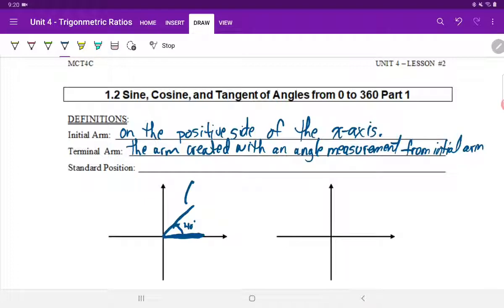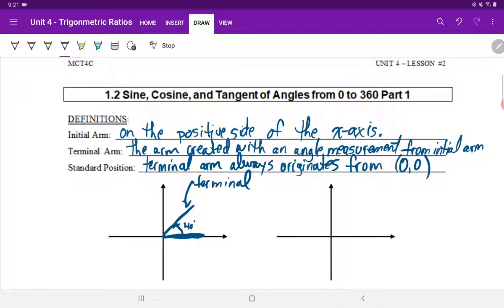Okay, so this is called your terminal arm. Now, standard position, all you need to know about that is the terminal arm always originates from the point 0, 0. So it always starts here. That is what is known as standard position. The terminal arm will be drawn from the point 0, 0. Okay, so here's your initial arm.